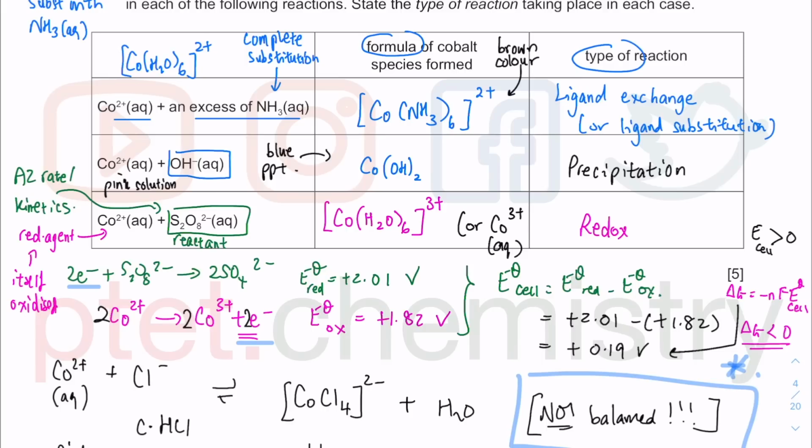Why? Because if you read the question, this was Co2+ aqueous, so you have to write Co3+ aqueous. Co3+ on its own will not be accepted. This is okay because Co3+ aqueous basically means it's this complex with the 3+ charge there. And that's the 5-mark question.